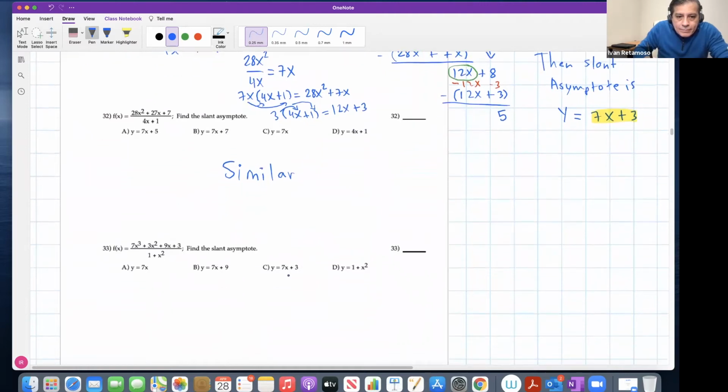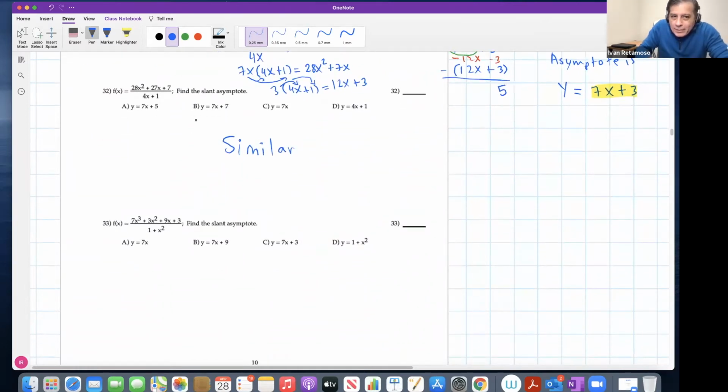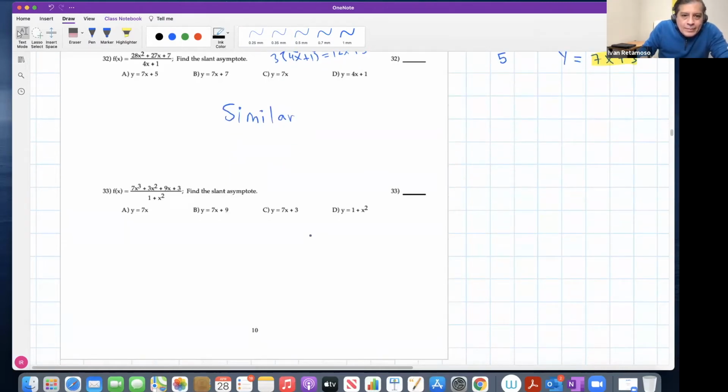Perhaps this one we can do because it's different from that. It's a cubic polynomial on the top. And it's top heavy and the difference of the degrees is 1. So you have to do long division in order to find your slant asymptote, right? And we're going to do it together. So to demystify this, it's not a big deal really, dividing polynomials, right?